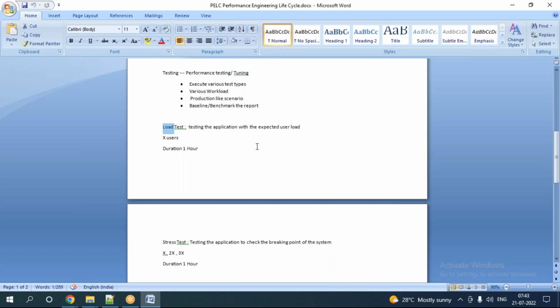This is what our expected user load is. It may be right, it may be wrong, but right now we don't have any number. So it is assumed that when we deploy this application into production, we are going to get so and so number. That is what happens in the case of a new application. Clear?